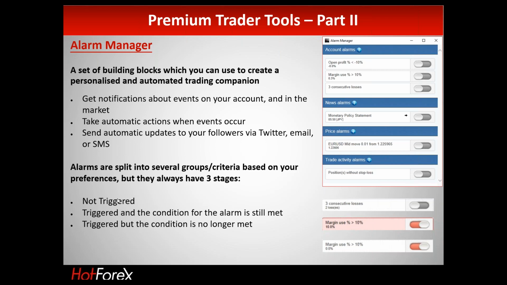So the alarms are split into several groups and criteria, as I already said, but there will always be 3 stages. The first is not triggered, as you have seen, it is switched off. It says that this is an alarm for 3 consecutive losses. It is still on 2 losses, so it's not triggered yet.